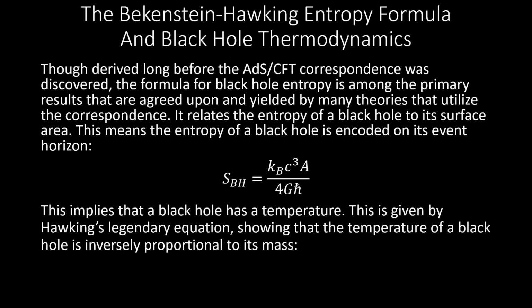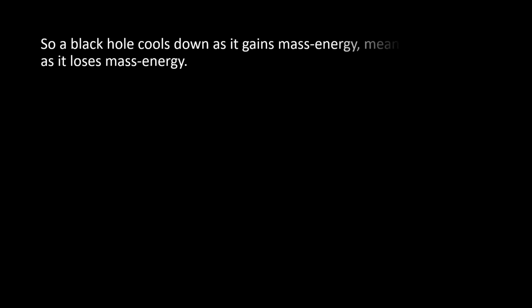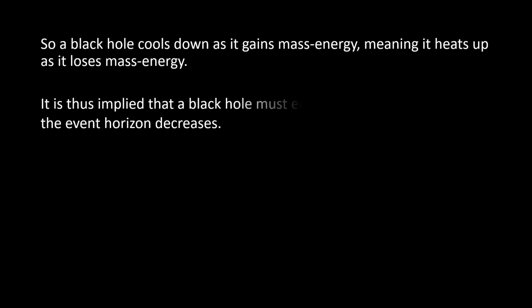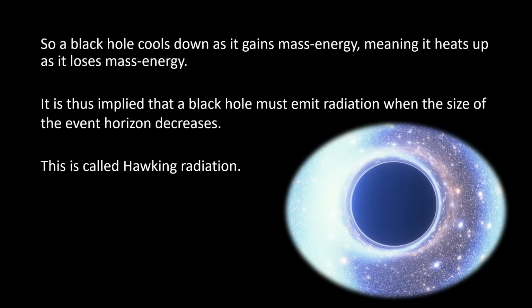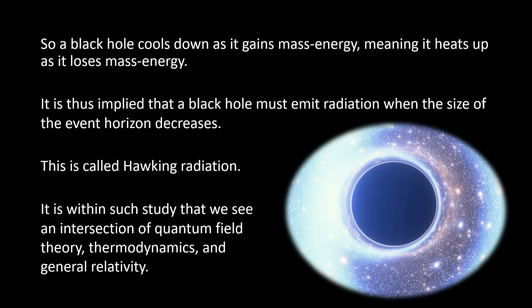Okay, so this implies that a black hole has a temperature. This is given by Hawking's legendary equation, showing that the temperature of a black hole is inversely proportional to its mass. So a black hole cools down as it gains mass energy, meaning it heats up as it loses mass energy. It is thus implied that a black hole must emit radiation when the size of the event horizon decreases. This is called Hawking radiation. It is, of course, within such study that we see an intersection of quantum field theory, thermodynamics, and general relativity.